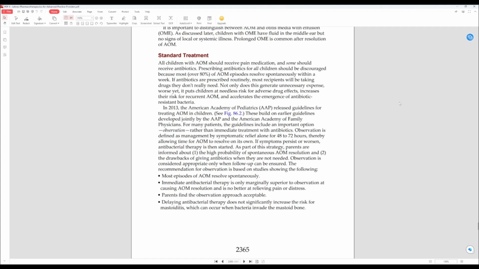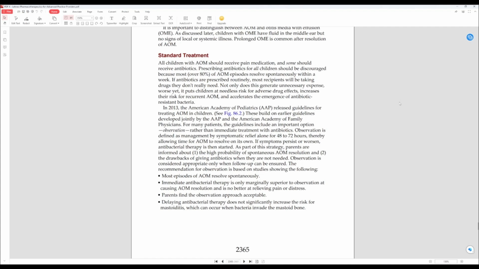Prescribing antibiotics, however, for all children should be discouraged because most, over 80%, of AOM episodes resolve spontaneously within a week. If antibiotics are prescribed routinely, most recipients will be taking drugs they don't really need. Not only does that generate unnecessary expenses, worse yet, it puts children at needless risk for adverse drug effects, increasing their risk for recurrent AOM and accelerating the emergence of antibiotic-resistant bacteria.